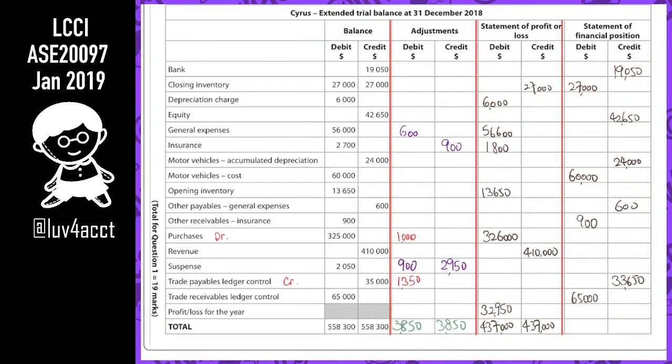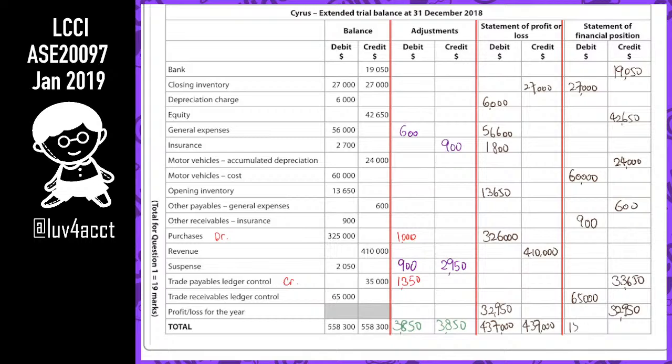32950. Okay, so this is a profit because the credit side of the statement of profit and loss account is greater than the debit side. Okay, so this is a profit, and the profit goes into the credit side of the statement of financial position to add to equity. 32950. If everything goes in the correct direction, then we will be able to balance this statement of financial position.